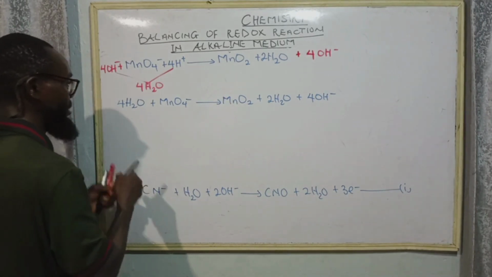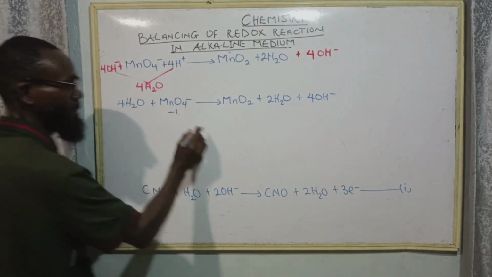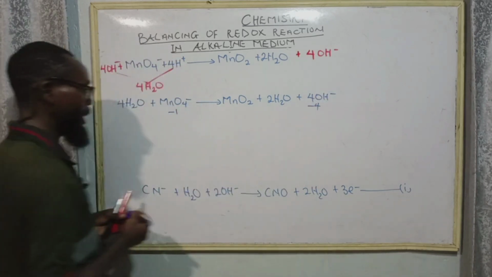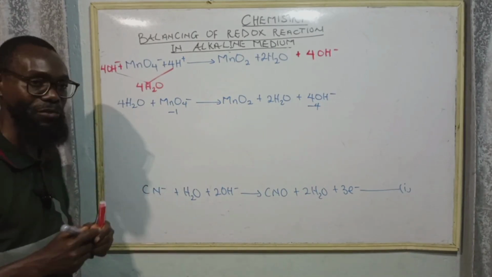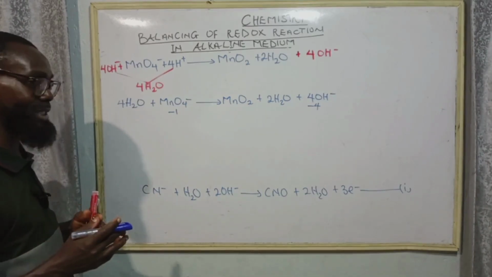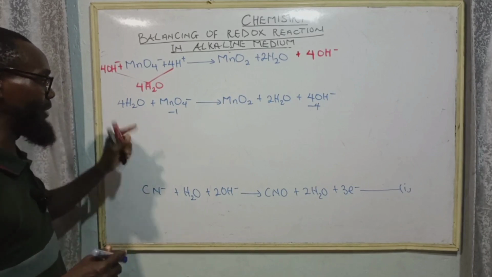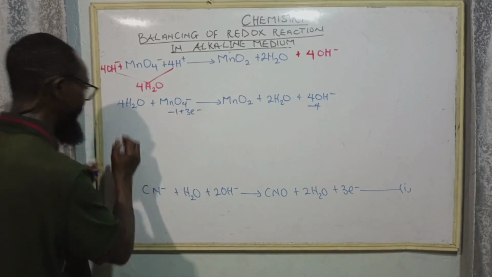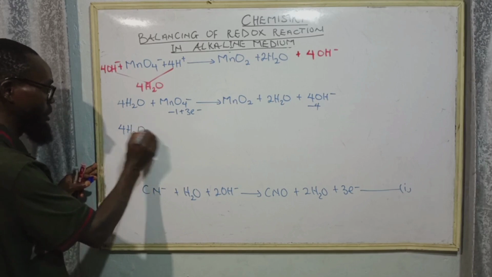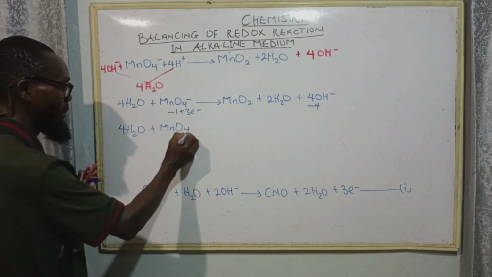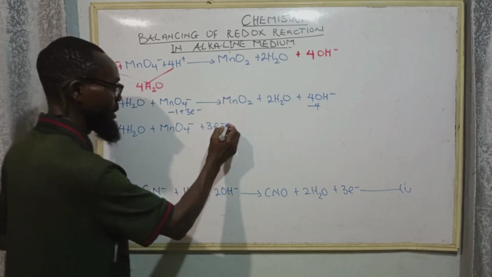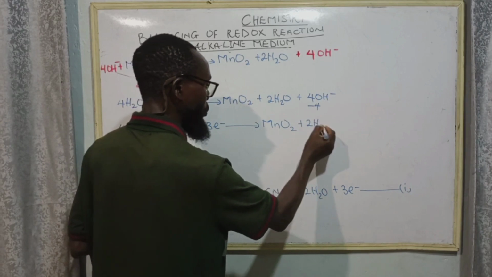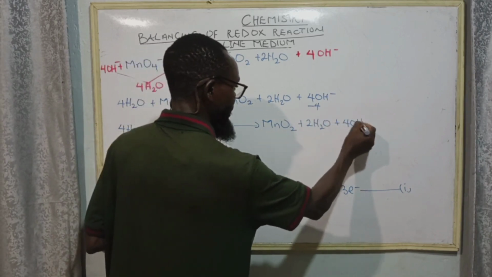The charge here is minus 1. The charge here is 4 times minus 1, minus 4. Okay? I'm going to add the electron to the side that is having more positive charge, which is this minus 1. So, if I take away 3 here, I'm going to have minus 4. So, meaning I'm adding 3 electrons. So, if I write, I have 4 H2O plus MnO4 minus plus 3 electrons to give me MnO2 plus 2 H2O plus 4 OH minus.